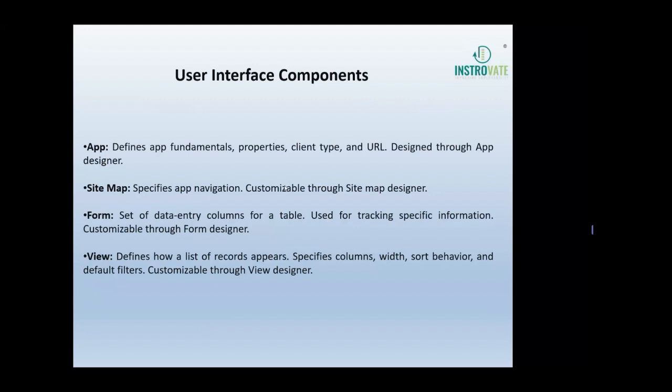App defines app fundamental properties like client type and URL. Sitemap specifies app navigation. It is customizable through Sitemap Designer. Form is the set of data entry columns for a table used for tracking specific information, and it is also customizable. Now view defines how a list of records appears. It also specifies columns with sort behavior and default filters. And it is also customizable through View Designer.